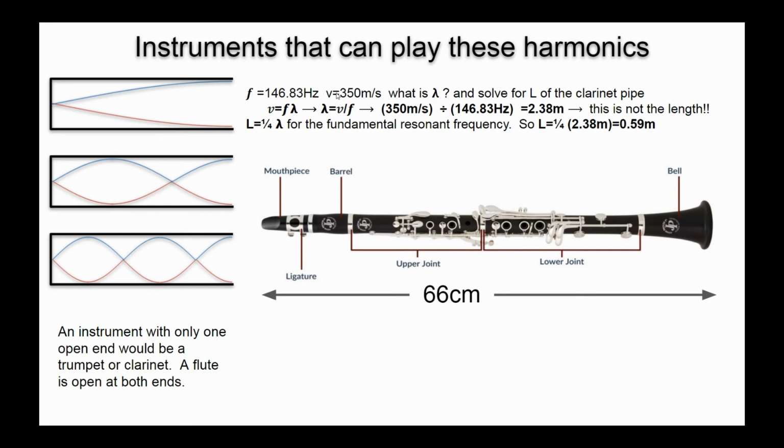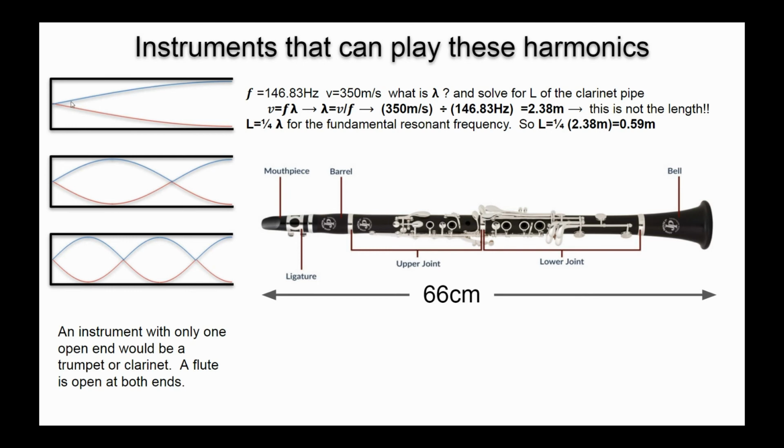On a really warm day, the speed of sound would be 350. What is lambda? And solve for the length of the pipe. Well, it's real simple. Lambda solves to 2.38 meters. That is not the length of the pipe. What it's saying is one wavelength is 2.38 meters.